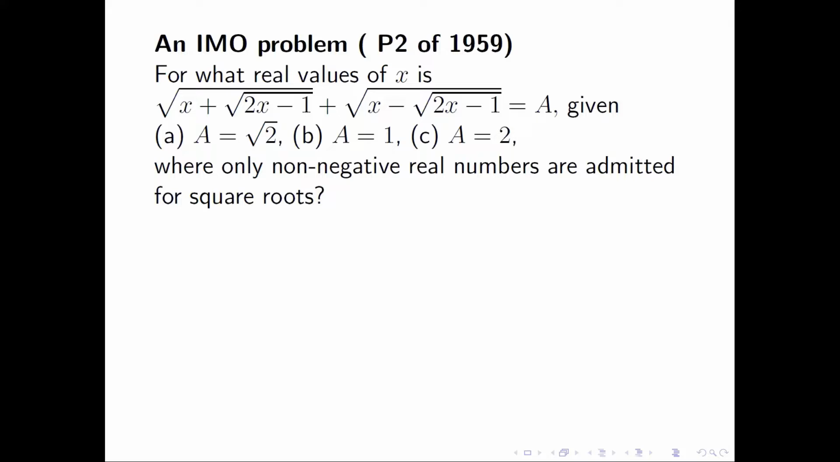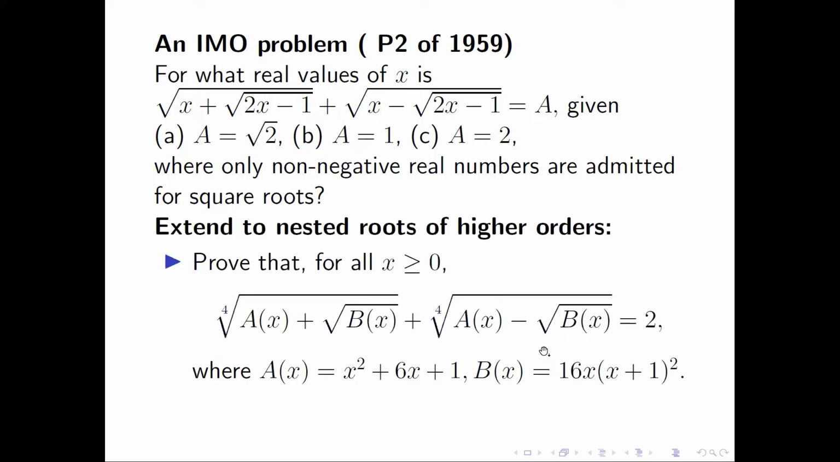This is an equation with two nested square roots. The right-hand side is a constant, square root of 2 or 1 or 2. So in other words, we need to solve 3 equations. Inspired by this problem, I extended it to nested roots of higher order. That's how I came up with the problem we discussed today.